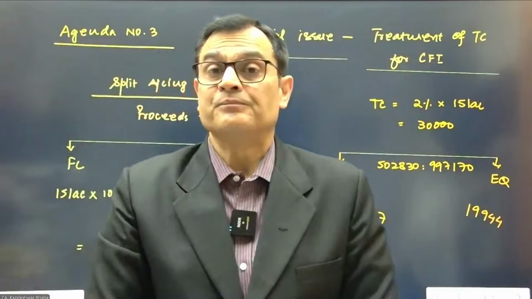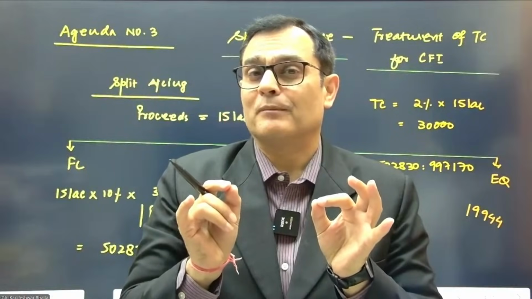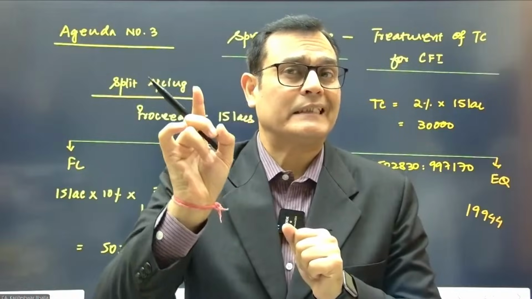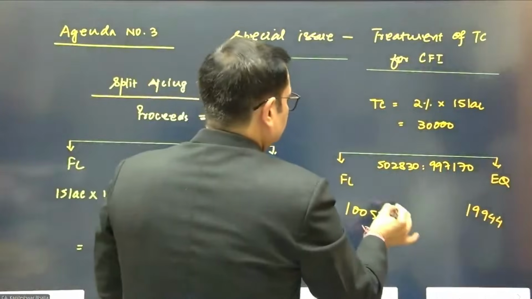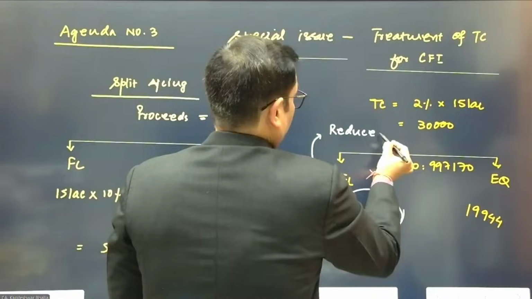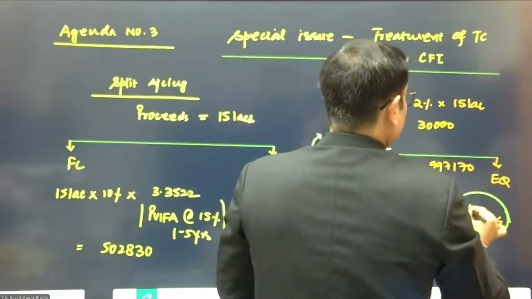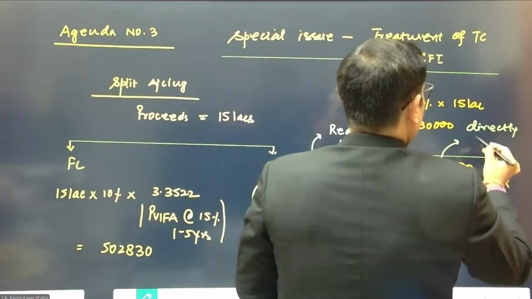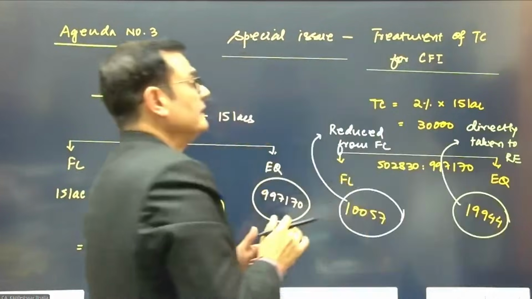And I think I also reminded you that as far as the FL is concerned, this is to be netted from the FL amount. And as far as the equity is concerned, it goes directly to SOCIE, that is retained earnings. So for the financial liability, this element will be reduced from the financial liability. And this element will be directly taken to retained earnings. It will be adjusted against the retained earnings in SOCIE.